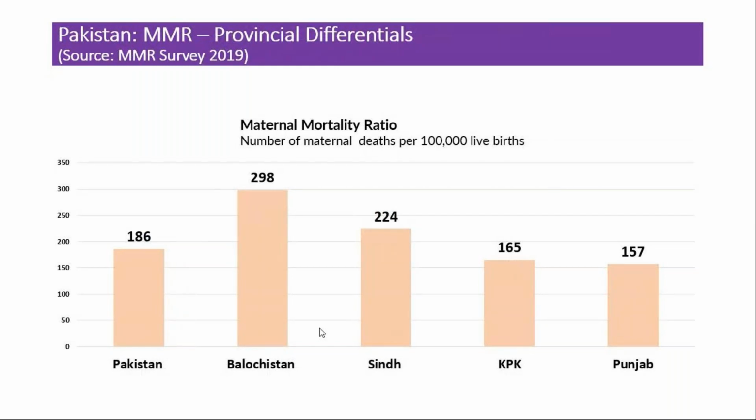Now we go to some of the health-related indicators and look at the differentials. Pakistan's maternal mortality ratio is 186 per 100,000 live births. In terms of Balochistan and Sindh, you can see that in these two south and southwestern provinces, the maternal mortality is high, especially in Balochistan. And in Sindh, it's 224. While in the north, you will see that the maternal mortality ratio is lower than in the south.